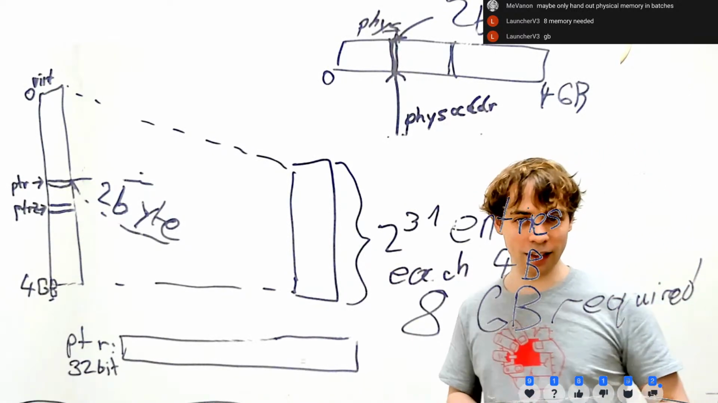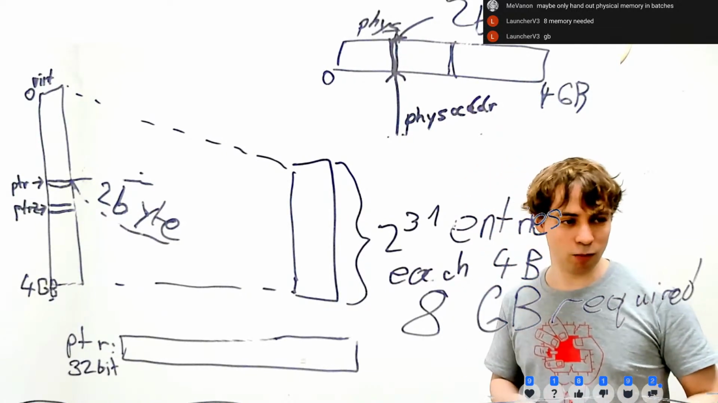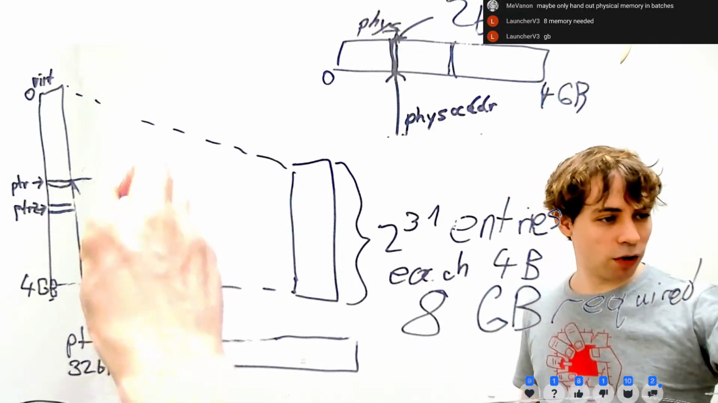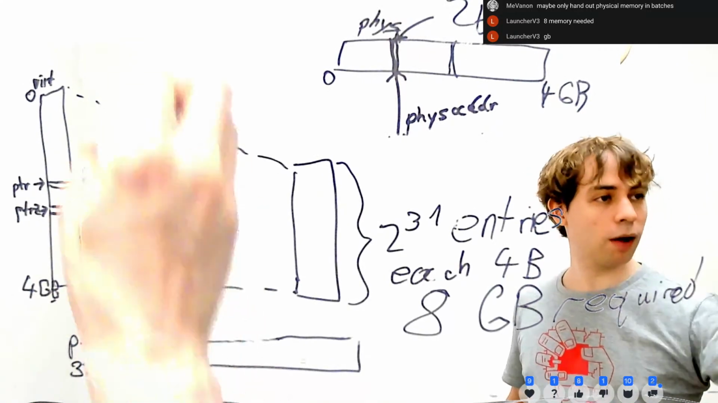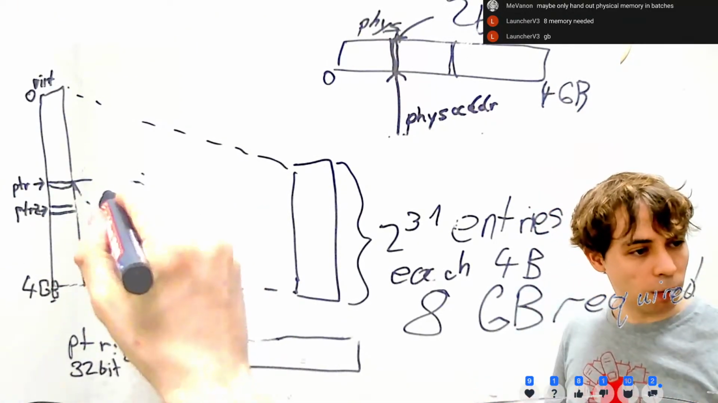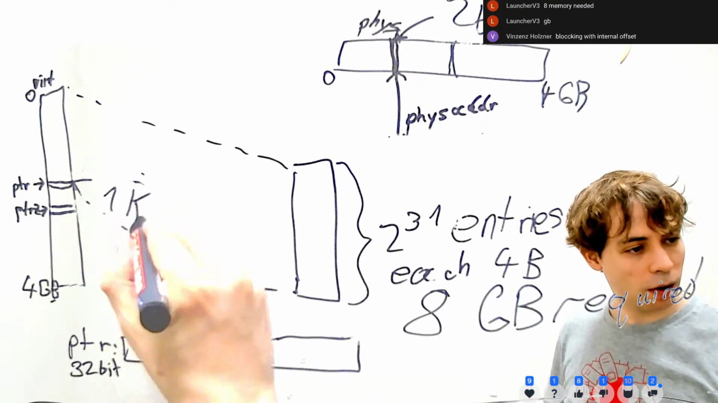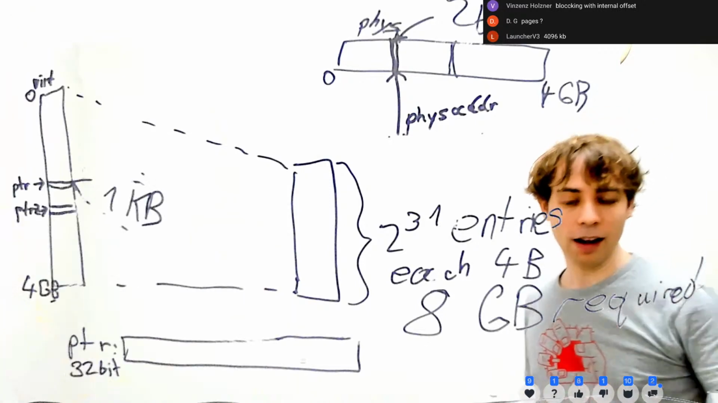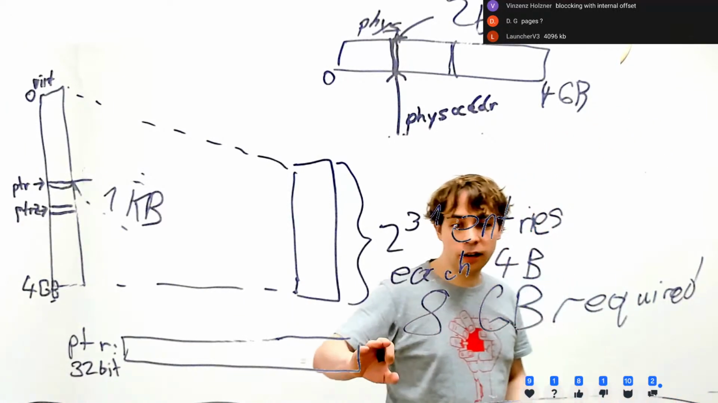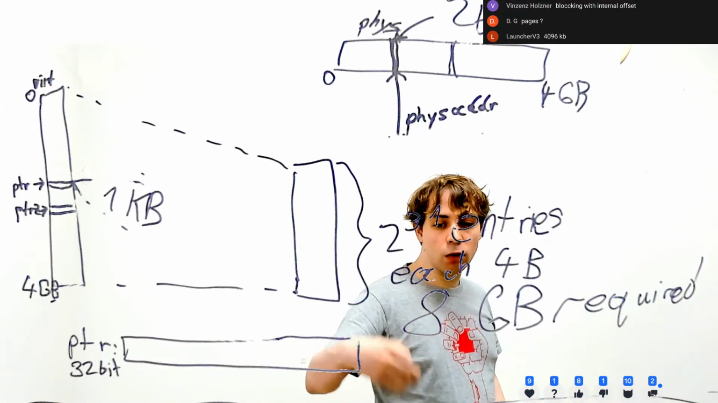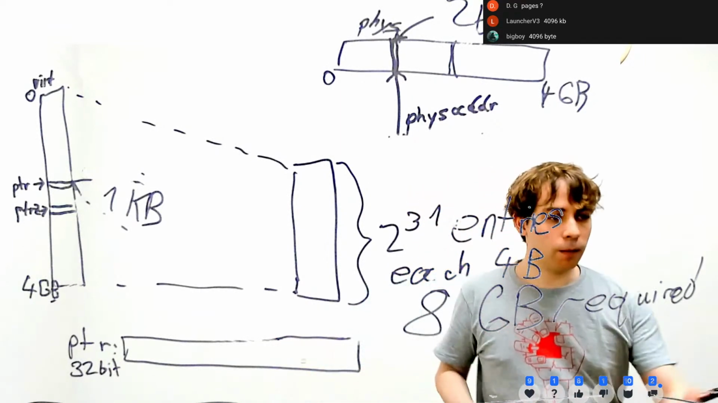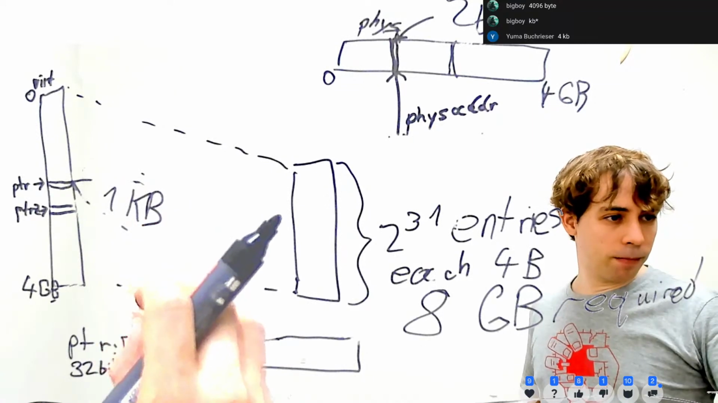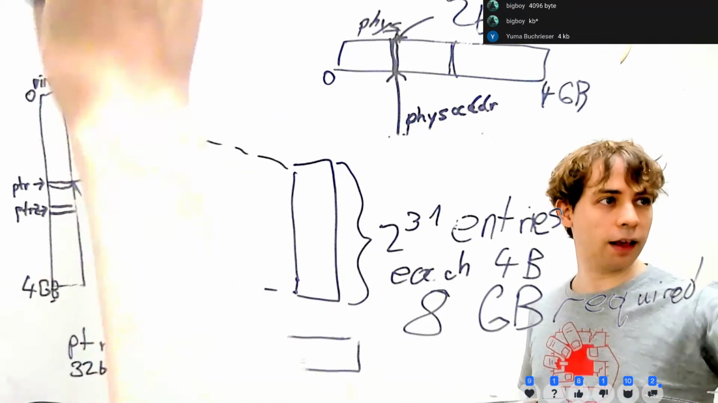Maybe 4 bytes is still not good. What would be a good size? Let's try a kilobyte. Let's try what happens if we do 1 kilobyte here. There's also the suggestion in the chat, using gigabytes or using 4 kilobytes. I will go through maybe one of these examples as well.